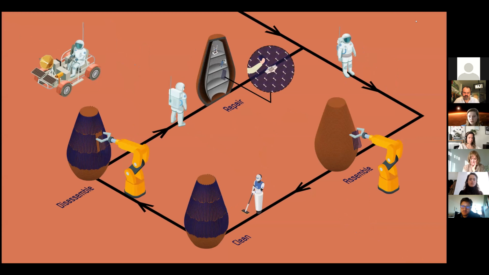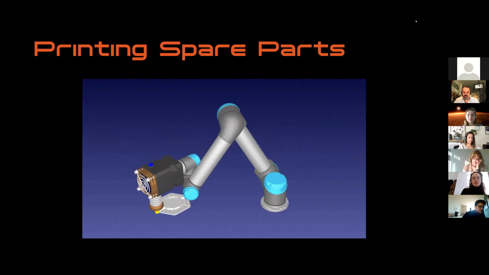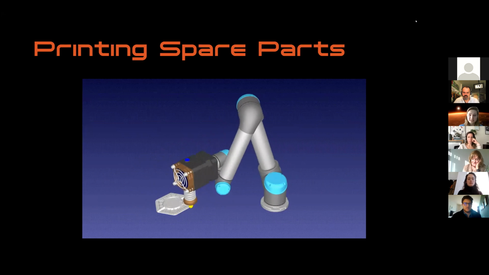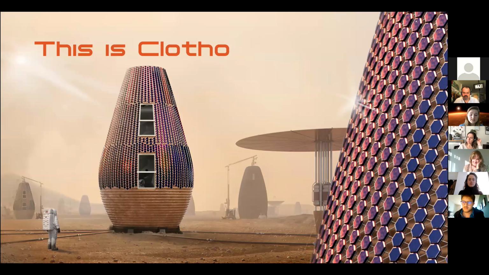Our product has an approximate lifespan of 10 to 15 years due to the harsh Martian environment. But if an element breaks, spare parts can be printed on Mars. No need for long interplanetary delivery times. So, over a couple of years, this will be the view on Mars. Clotho provides every possibility to transform Mars into a livable, pleasant place to be.